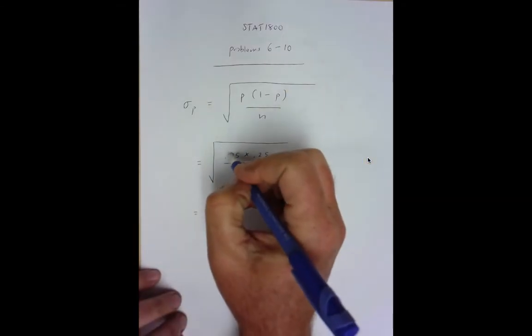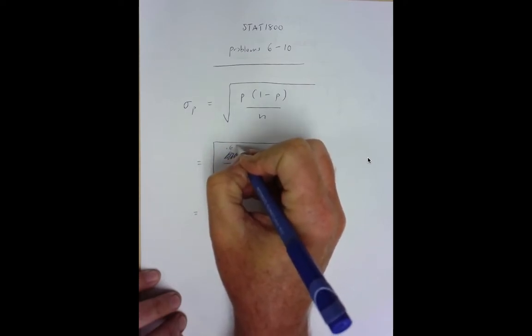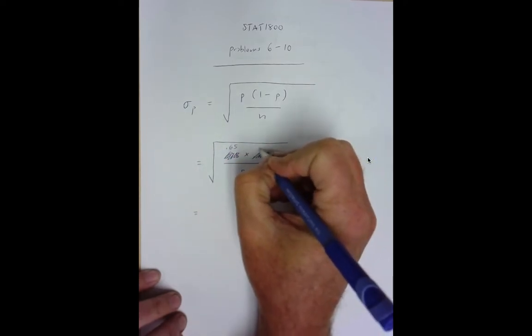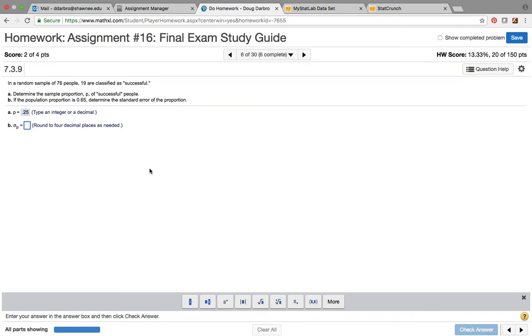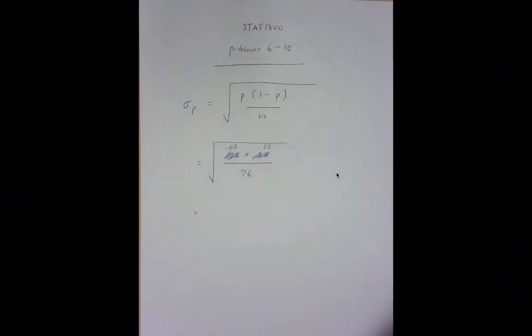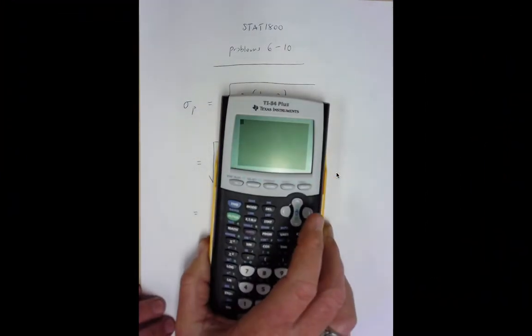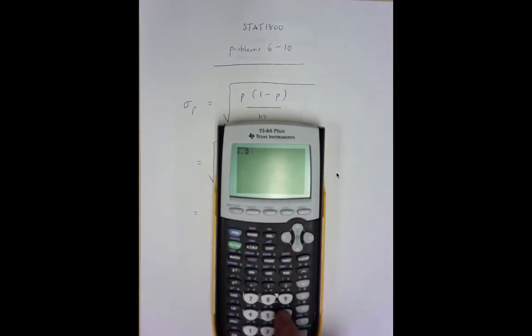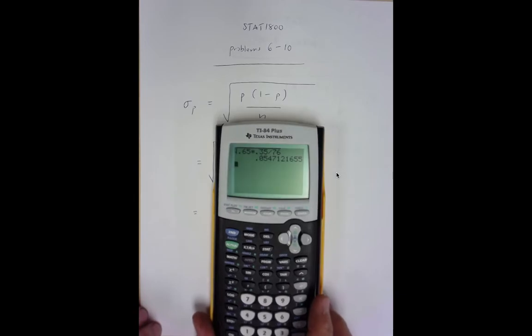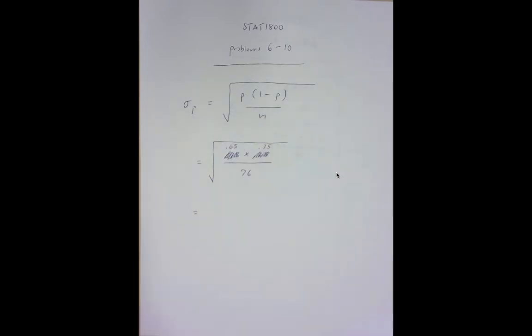Ooh, that's not right. 0.65 times 0.35. I don't know what I was thinking about there, but yeah, 0.65. So 1 minus 0.65 is 0.35. So I just had a brain lapse there for some reason. So if I can put that in my calculator correctly, which we should be able to do, 0.65 times 0.35 divided by 76 gives us 0.0547.